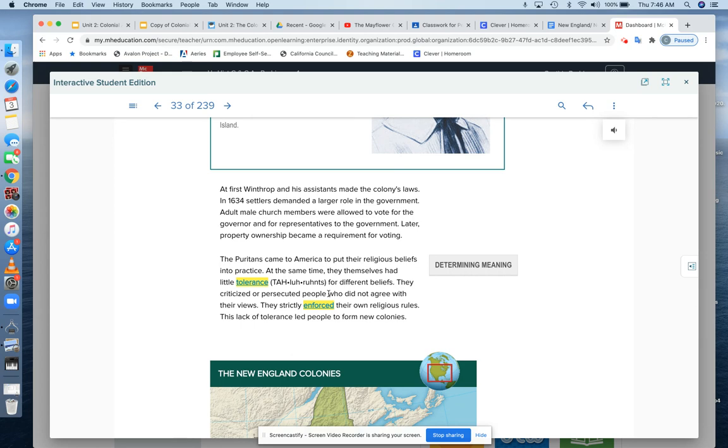At first, Winthrop and his assistants made the colony's laws. In 1634, settlers demanded a larger role in the government. Adult male church members were allowed to vote for the governor and for the representatives to the government. Later, property ownership became a requirement for voting.